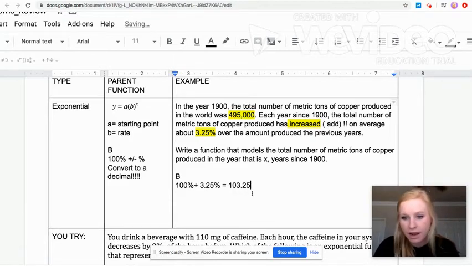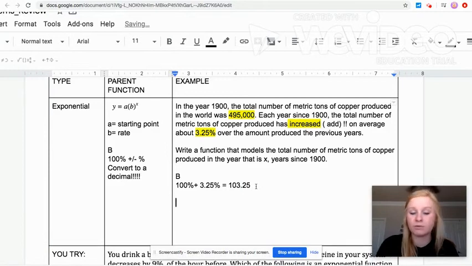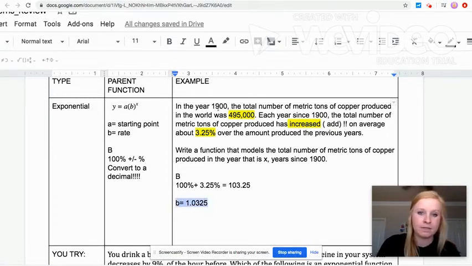Now, this is not actually your B. It's still a percent. We have to change this to a decimal. So what I'm going to do is take this decimal and move it to the left. I can also divide it by 100. No matter which way you do it, B is going to become 1.0325. Okay? So that is our B value. We already figured out what our A value was. Now we just have to put those things together.